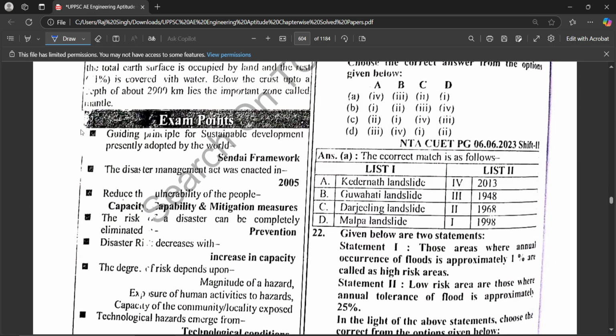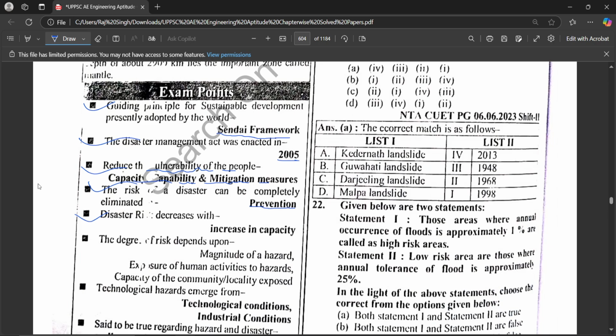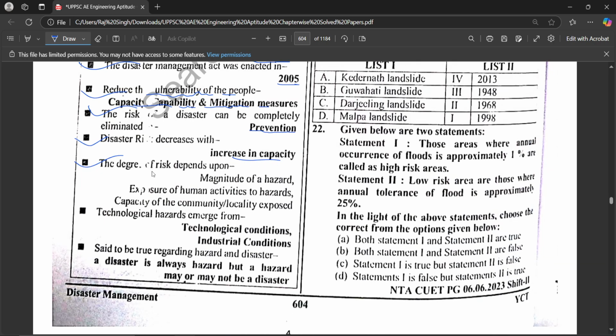एग्जाम पॉइंट ऑफ व्यू से इंपॉर्टेंट पॉइंट देखते हैं. गाइडिंग प्रिंसिपल ऑफ सस्टेनेबल डेवलपमेंट प्रेजेंटली अडॉप्ट बाय वर्ल्ड इज सेंडाई फ्रेमवर्क. The Disaster Management Act was enacted in 2005, to reduce the vulnerability of people, capability, and mitigation measure. The risk of a disaster can be completely eliminated by prevention. Disaster risk decreases with increase in capacity. The degree of risk depends upon magnitude of hazard, exposure of human activity to hazard, capacity of community, locality exposure.